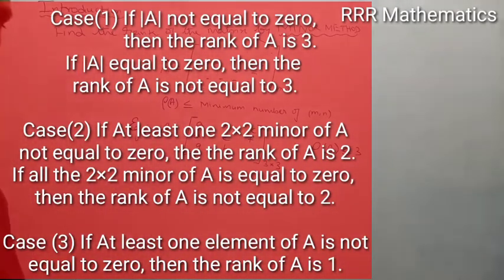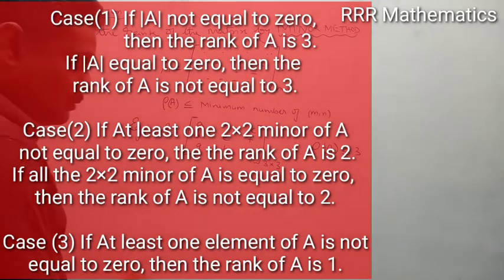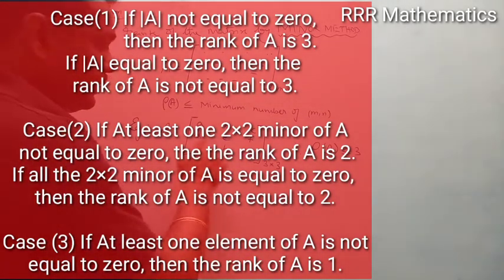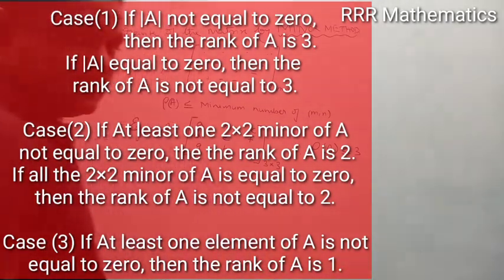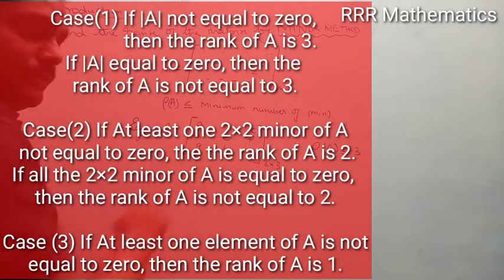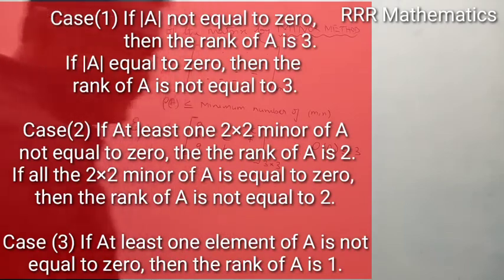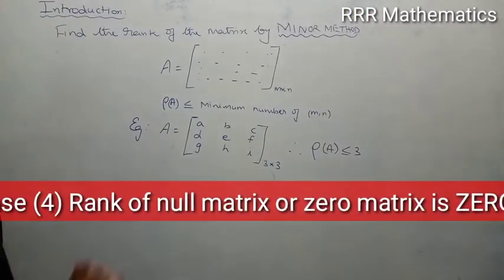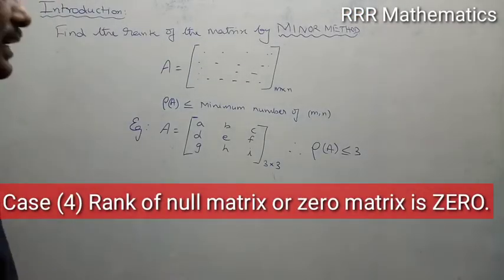Case 3: if at least one element is not equal to 0 in the matrix A, then the rank of A is 1. Case 4: if it is a null matrix or zero matrix, obviously the rank of the matrix is 0. That's all.